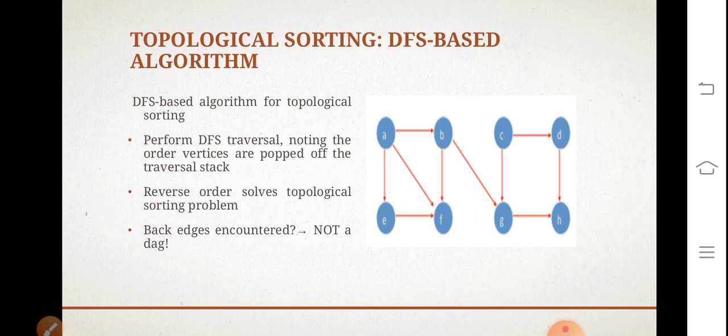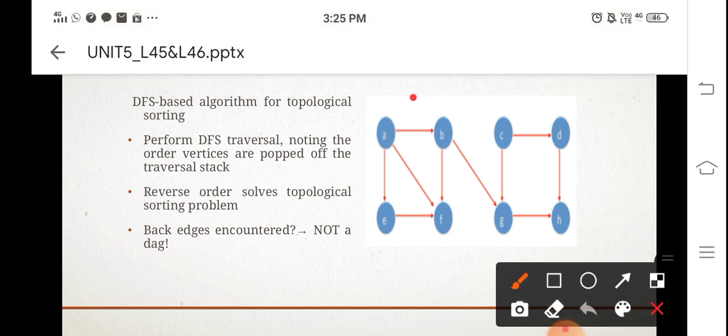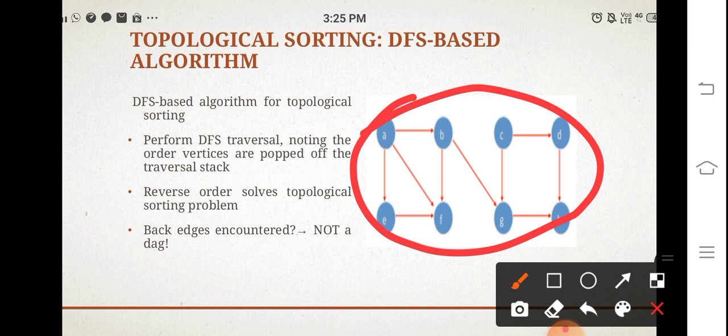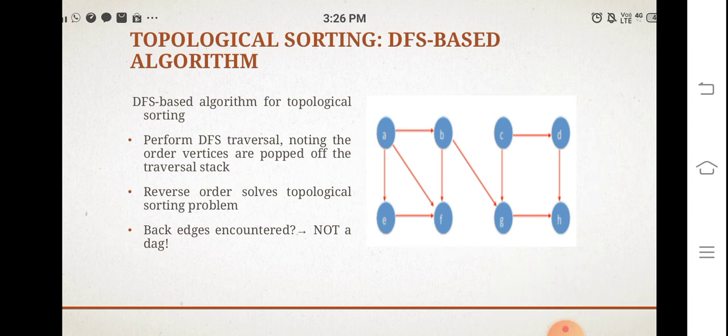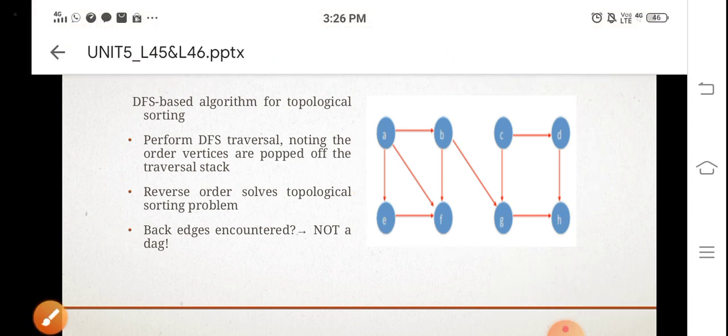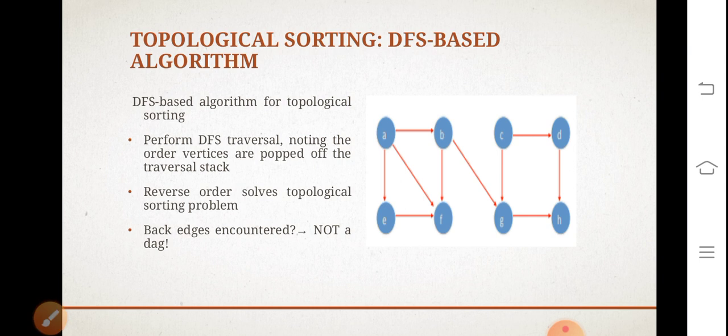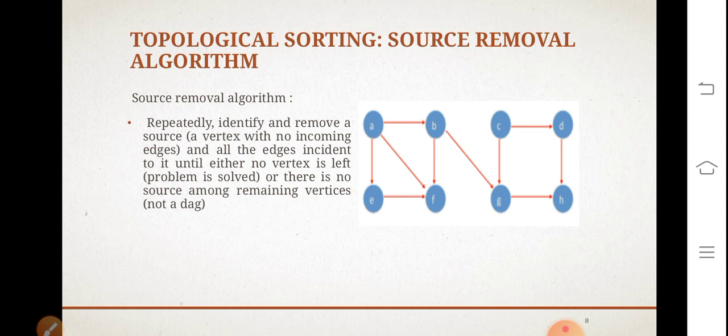This example shows that. A, B, E, F, and again it is pointing to this. So it is not a DAG, a directed acyclic graph. Then next we have the topological sorting source removal algorithm.